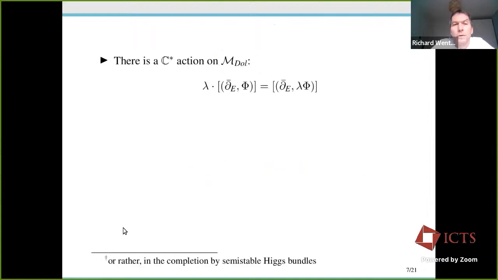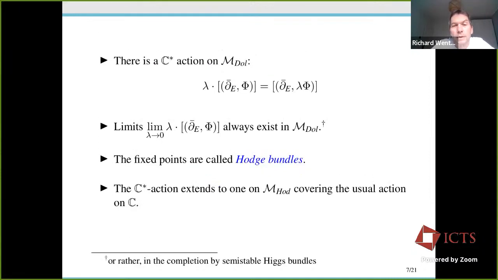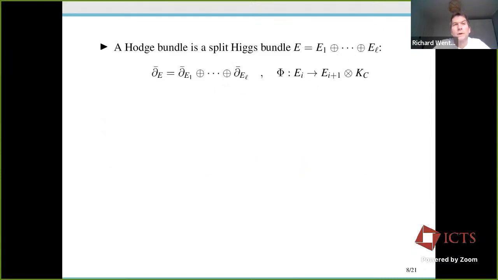Okay, so those are two seemingly very different structures. Let me just recall what a Hodge bundle is. We already saw the Hodge bundle for phi equals 0. What is the general situation? The general situation is that the underlying holomorphic vector bundle is holomorphically split, and the Higgs field just maps the various components to the next one.